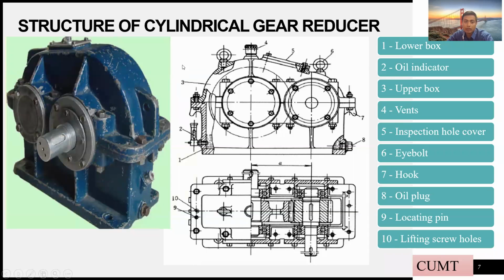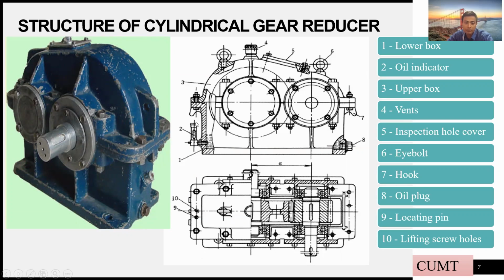The structure of the cylindrical gear reducer: as you can see, this is the isometric view, and this is the 2D view of the cylindrical gear reducer. We'll go through each component. First of all is the base, called the lower section or lower box. And then number 2 is the oil level indicator.